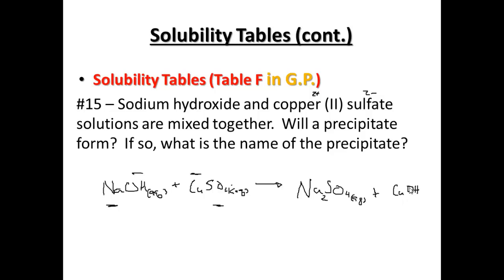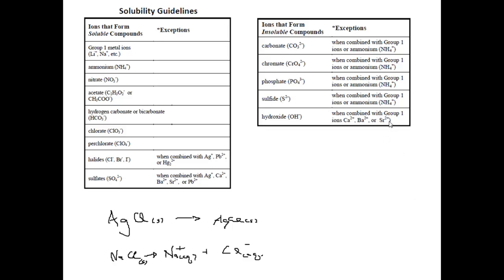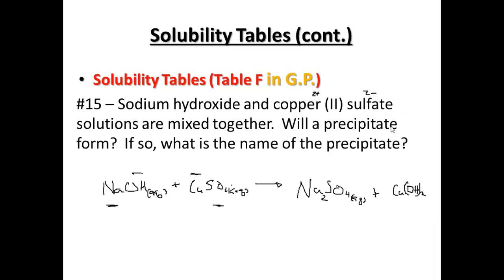Copper is a +2 charge, hydroxide is a -1. So we need 2 of these to cancel out the total charge. And hydroxide ions are usually insoluble unless with calcium, barium, strontium, or the group 1 metals. So copper is not one of those exceptions, so it's a solid. Here's our precipitate. So will the precipitate form? Yes. If so, what is the name of the precipitate?